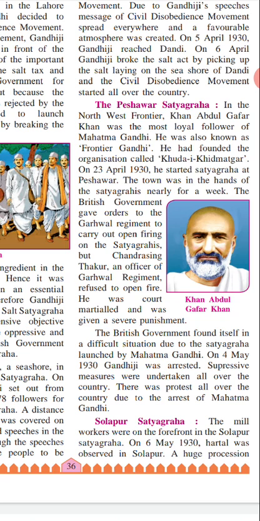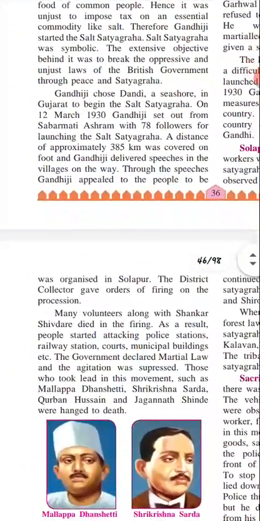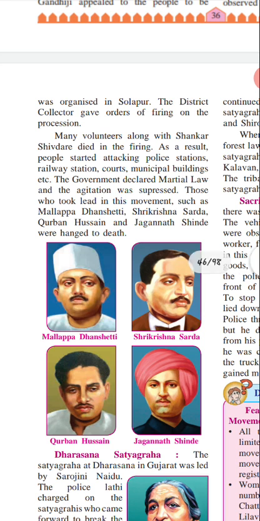Solapur Satyagraha. The mill workers were at the forefront in the Solapur Satyagraha. On 6th May 1930, Hartal was observed in Solapur. A huge procession was organized in Solapur district. The Collector gave orders to fire on the procession. Many volunteers, along with Shankar Shivdare, died in the firing. As a result, people started attacking police stations, railway stations, courts, municipal buildings, etc. The government declared martial law and the agitation was suppressed.